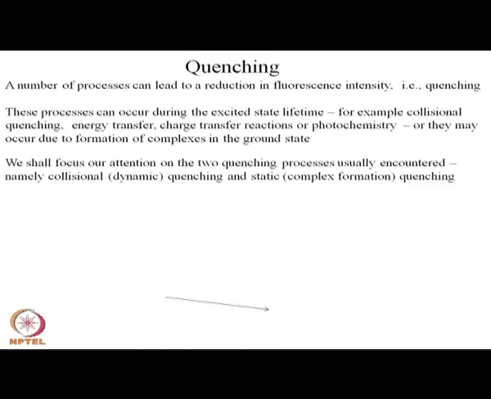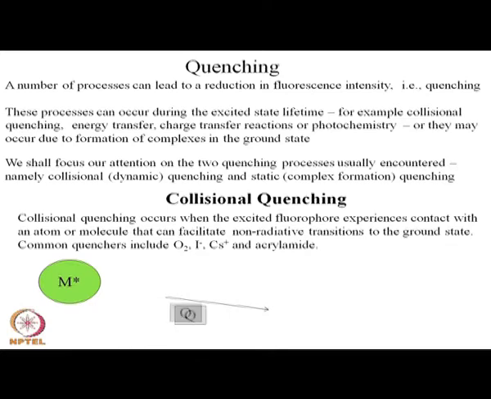So, what is happening is that you have a quencher and M star giving rise to M, and of course the quencher back. A number of processes can lead to the reduction of fluorescence intensity, that is quenching. These processes can occur during the excited state lifetime, for example collisional quenching, energy transfer, charge transfer reaction, or another important one: if some reaction is taking place in the excited state, so that the excited species population is reduced. In that case you can also expect a reduction in intensity.